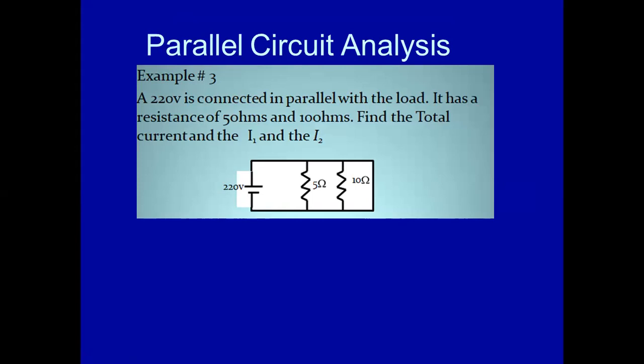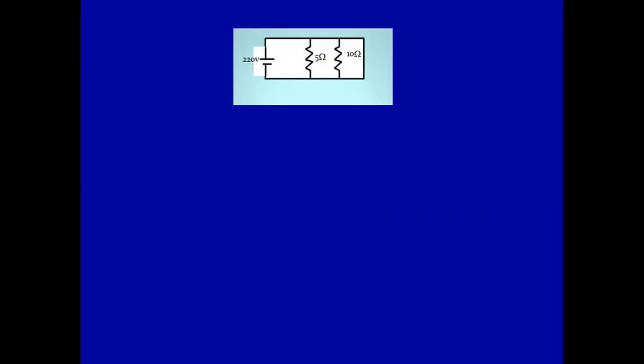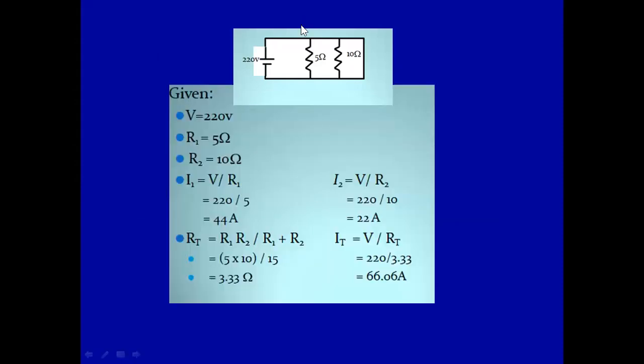It has a resistance of 5 ohms and 10 ohms. Find the total current and the current one here and your second current here. If we're going to solve this one, we have this diagram.